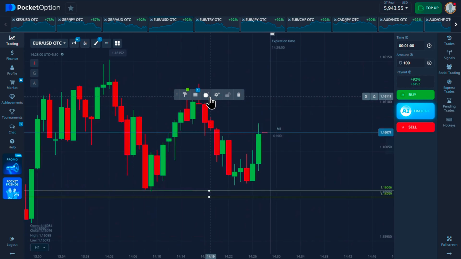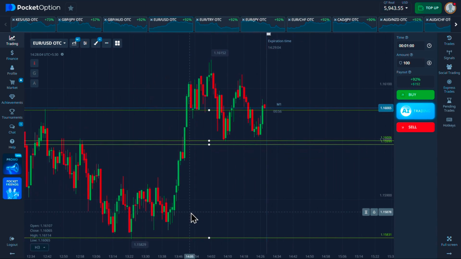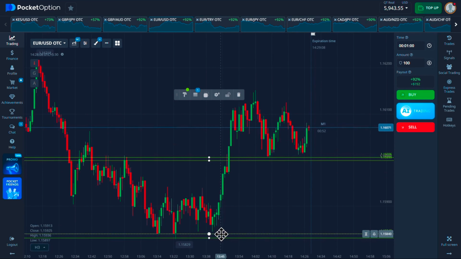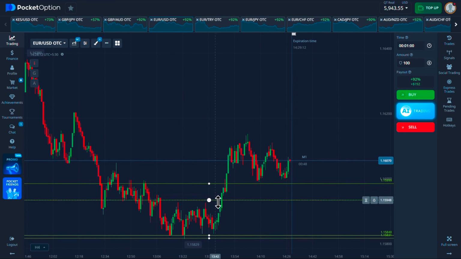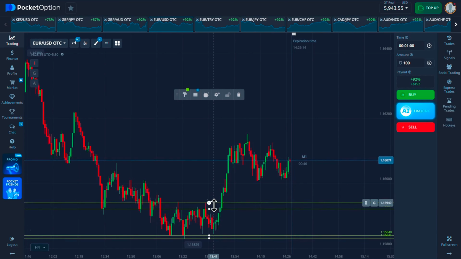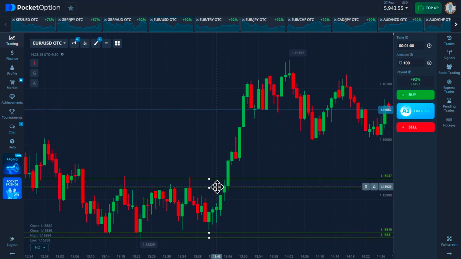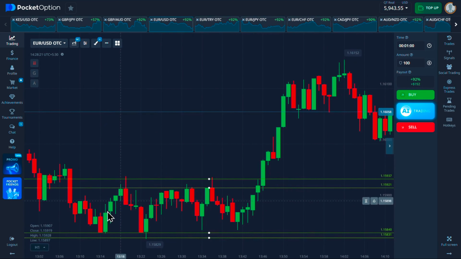Support is typically found on the lower side and resistance is generally located on the upper side, okay? So here, as you can clearly see, what happened was that the market was consistently moving and oscillating between these two crucial levels, the established support and the defined resistance, right? Now, from this point, we can observe a significant breakout occurring.